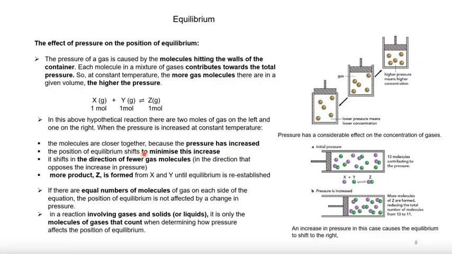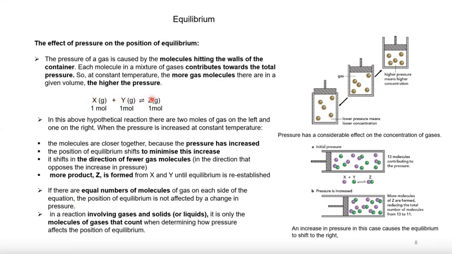The position of equilibrium shifts to minimize this increase. It shifts in the direction of fewer gas molecules. Here, the fewer gas molecules are on the right, so it shifts in this direction. More product Z is formed, and X and Y decrease, until equilibrium is reestablished.